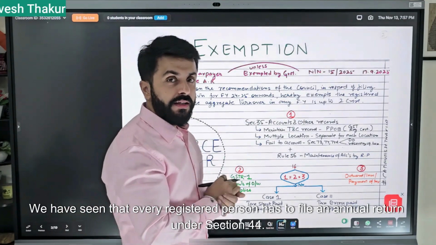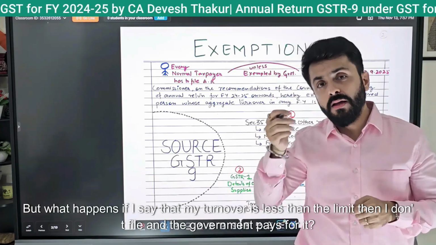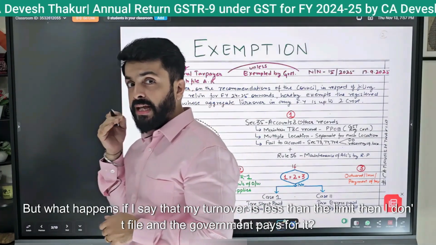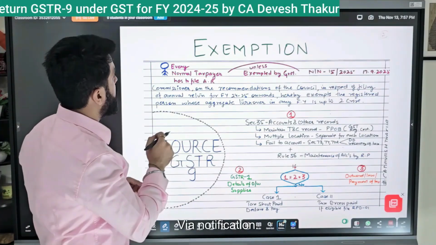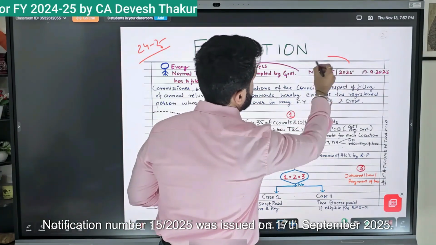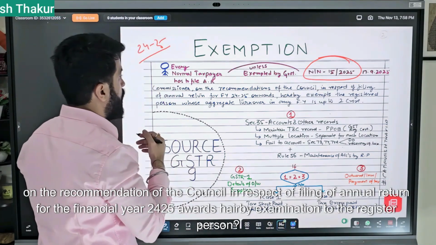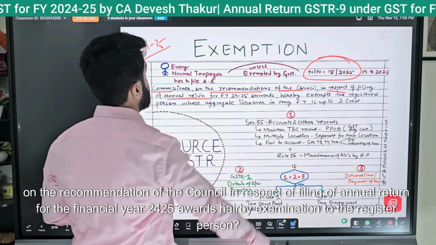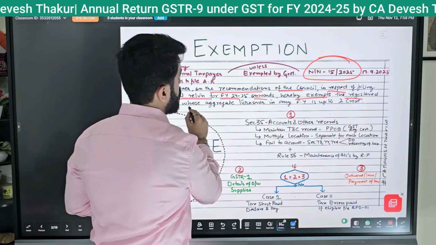We have seen that every registered person has to file an annual return under section 44. But what happens if my turnover is less than the limit, and I don't file? The government provides an exemption every year via notification. Notification number 15/2025 was issued on 17 September 2025. It says that the Commissioner, on the recommendation of the Council, in respect of filing of the annual return for the financial year 24-25, hereby exempts the registered person.